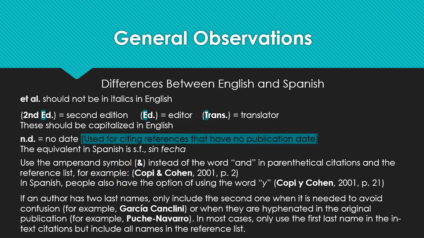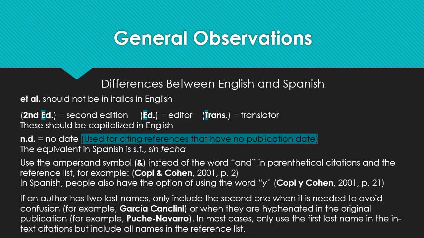In the case of an author who has 2 last names, it's usually only necessary to use the first last name, but there are 2 exceptions. For example, if I were to drop the Canclini from Garcia Canclini, because Garcia is a common name, it might cause confusion and make that author's identity more ambiguous. So in that case, it's acceptable to keep both last names to identify the author.